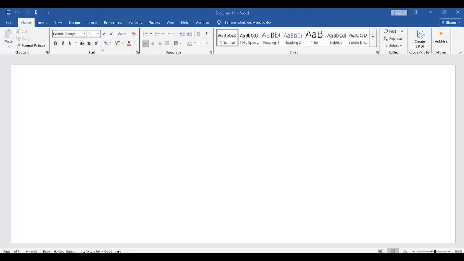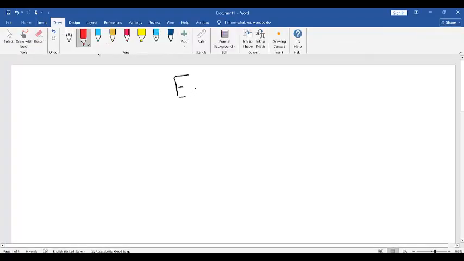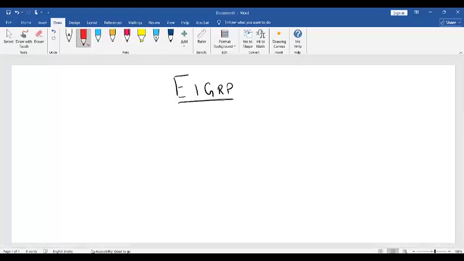Alright, so we have covered one routing protocol, RIP. We are now starting EIGRP, Enhanced Interior Gateway Routing Protocol.